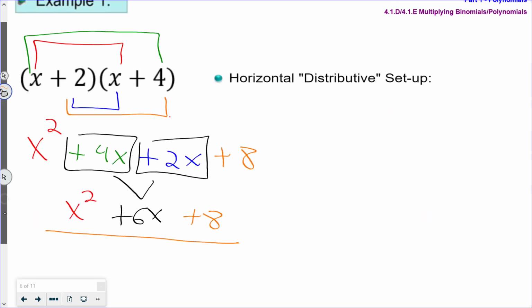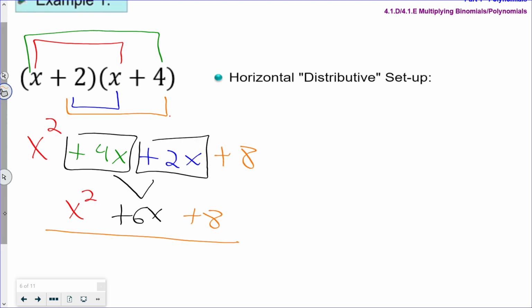Does anyone have any questions about example number 1? Casper? You can do it in any order. Any order. As long as each of these are multiplied by each of those, it doesn't matter what order you do it in. Any other questions about example 1?